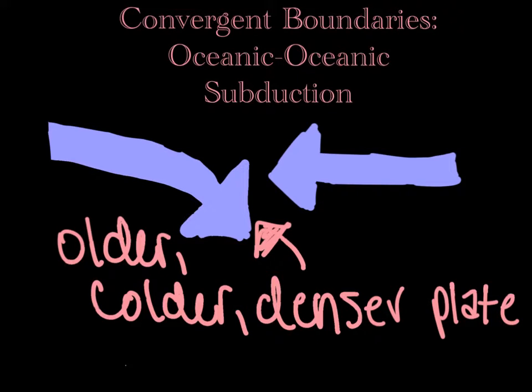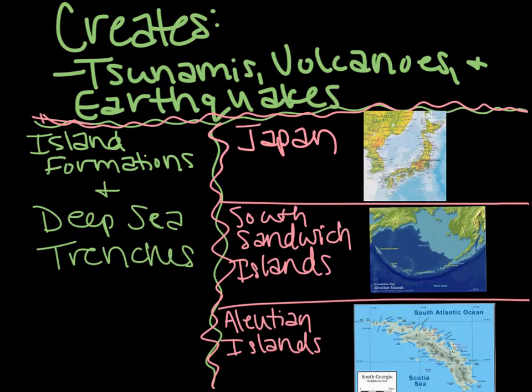Oceanic-oceanic subduction is when two oceanic plates converge and the older, colder, denser plate subducts or goes under the other plate. These create tsunamis, volcanoes, and earthquakes. Geographic formations like islands and deep-sea trenches are also made, like Japan, the South Sandwich Islands, and the Aleutian Islands.